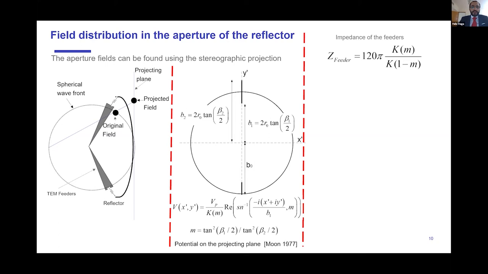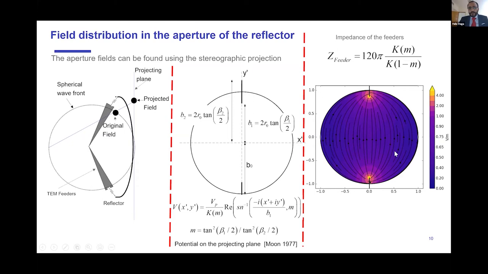This is important because this parameter M is related directly to the input impedance of the antenna. So the aperture fields of the antenna and the impedance of the antenna are closely related, very connected through this parameter M, because M appears in the potential distribution, the pseudo potential, on the aperture field of the antenna. And of course, with the potential, you can obtain the electric field, and with the electric field, you can obtain the radiated field if you integrate this expression using the Huygens principle.